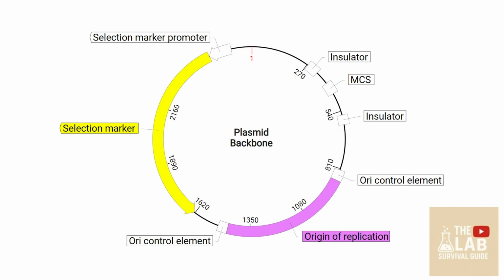Everything else on the plasmid, like your inserted gene of interest or the promoter, can technically be mutated, deleted, or rearranged, and the bacteria will still happily grow.